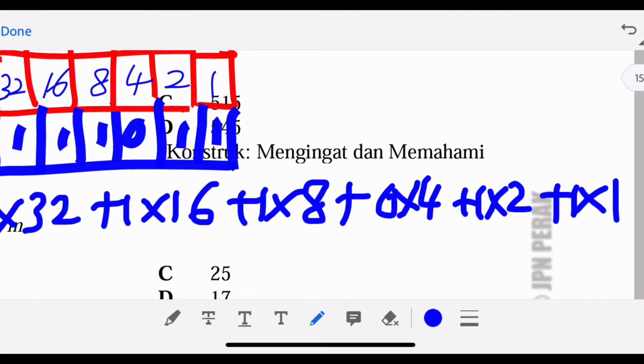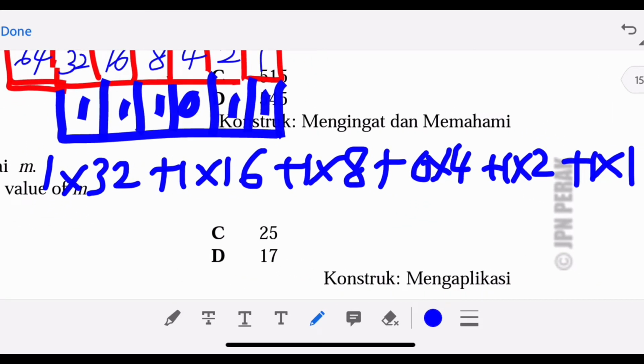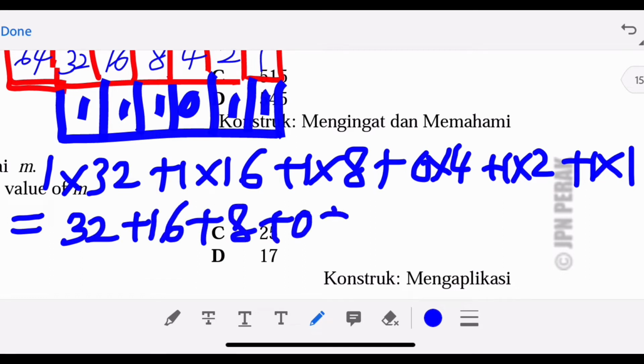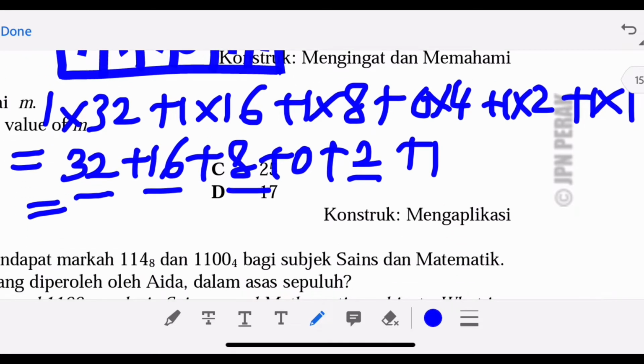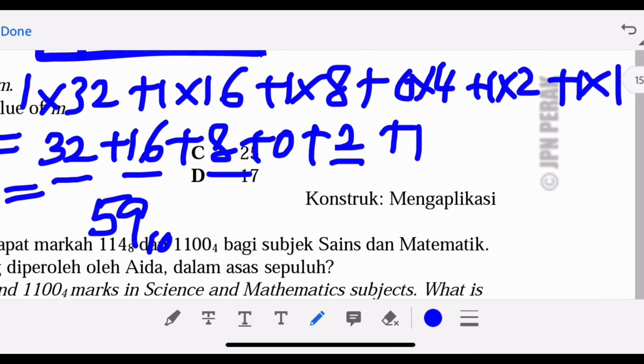Okay, I can change to blue. So that means 32 plus 16 plus 8 plus 0 plus 2 plus 1. So you add up, 8 and 2 is 10, right? This one is 48, right? 48 plus 10, 58. Plus 1, 59, base 10. Okay. From base 10, we want to divide by 9, right?